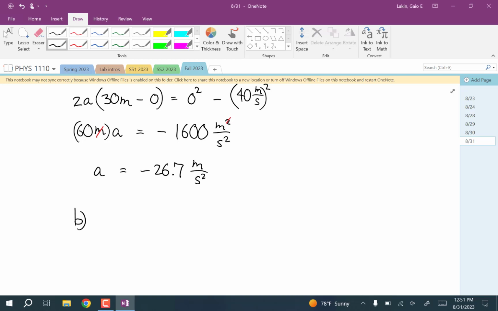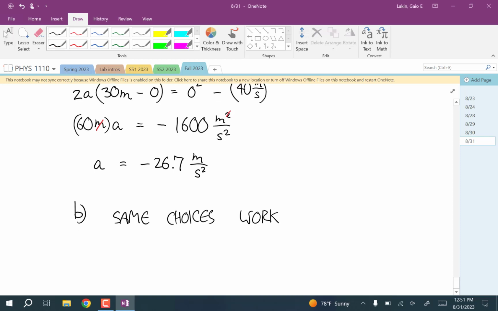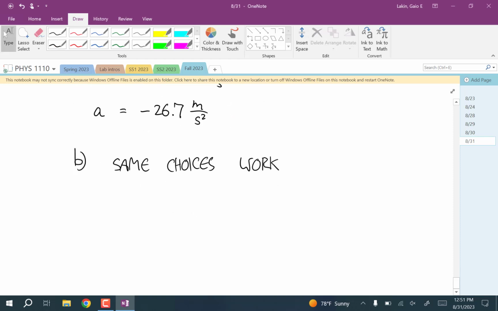And the position and direction choices are arbitrary, so we can keep those too. So those same choices still work for this one. So we can just skip right to the second step where we go through the list of variables, figure out what we know and what we want.